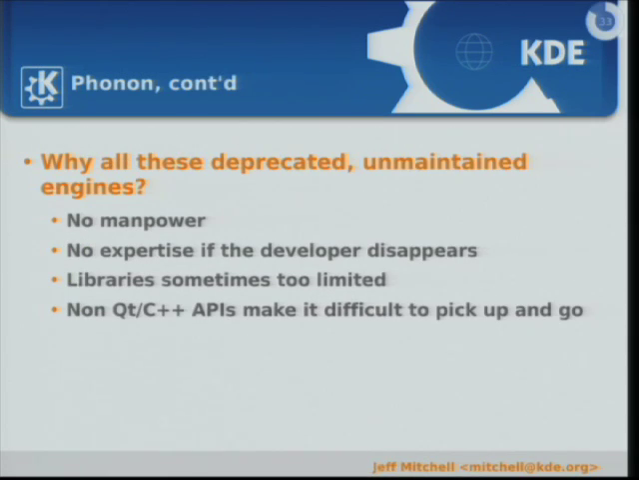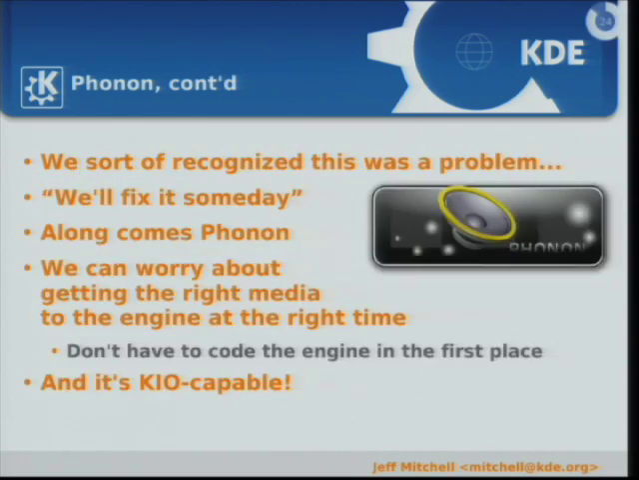But why do we have all these deprecated, unmaintained engines? Well, for one thing, we don't have the manpower to keep all of them up. If someone who coded it initially disappears, the rest of us may not know that library and may not have the time to pick it up. None of us are getting paid for this. Libraries are sometimes too limited, so some of them couldn't support crossfading when we wanted to add that. And non-C++ and especially non-Qt or KDE APIs make it difficult to pick these up.